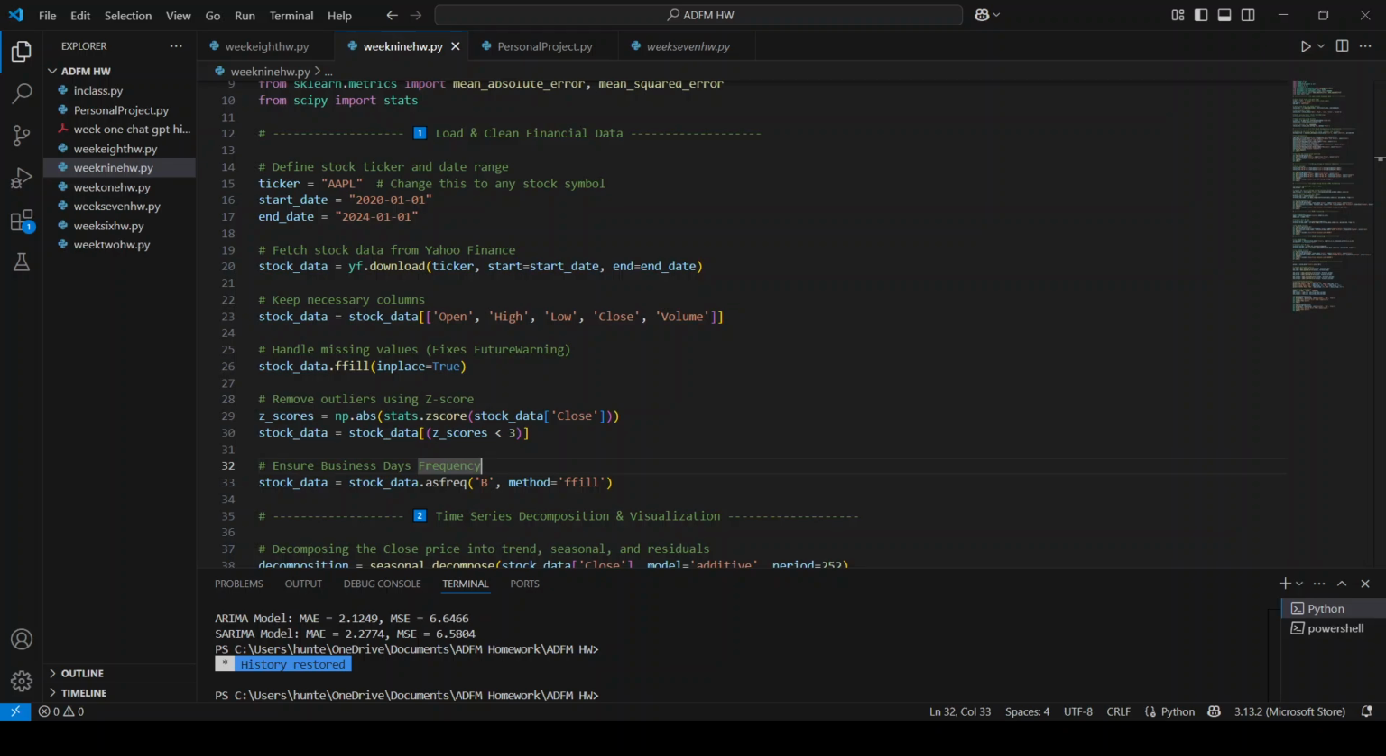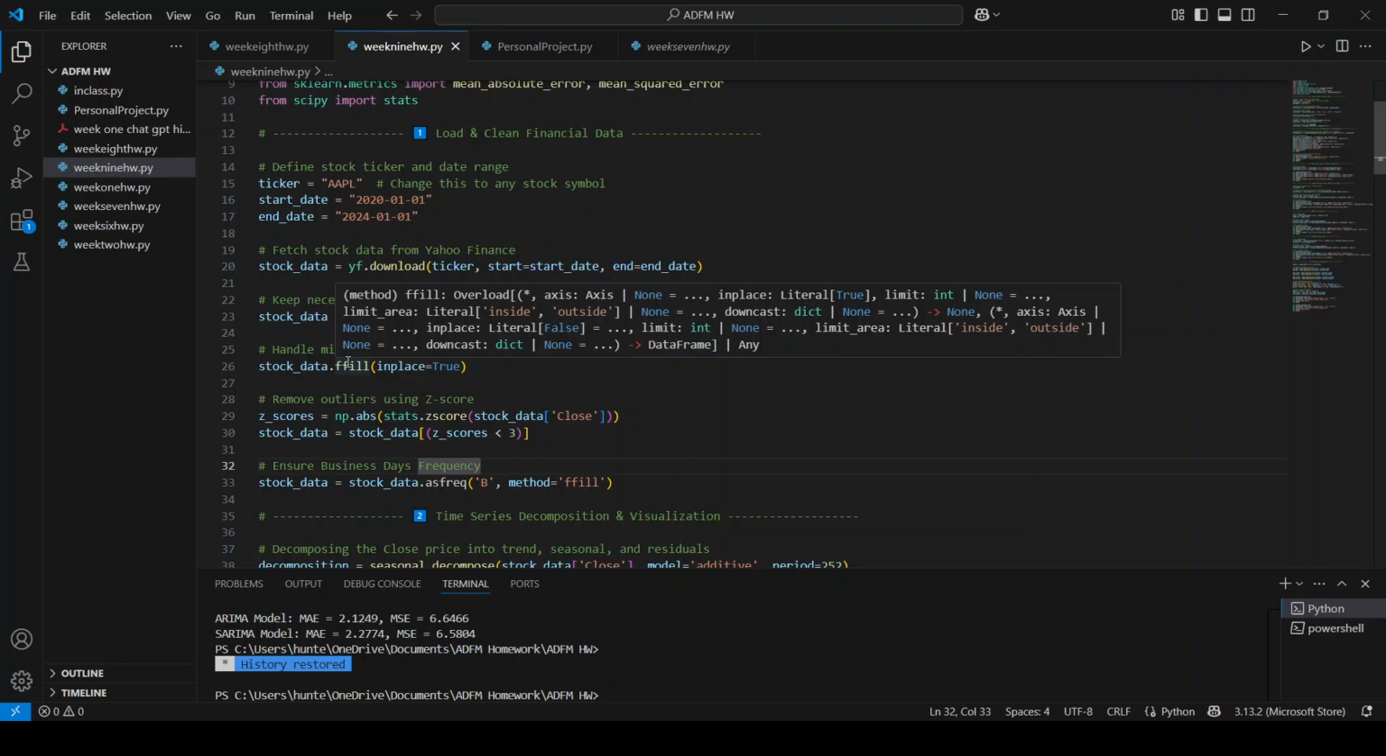We start off by fetching stock data from Yahoo Finance. That's line 20. The YF download retrieves historical data of our ticker. And then on line 26, this fill. The purpose of this is to fill any missing values and just ensure that there are no gaps.